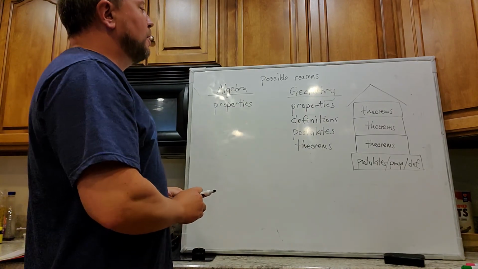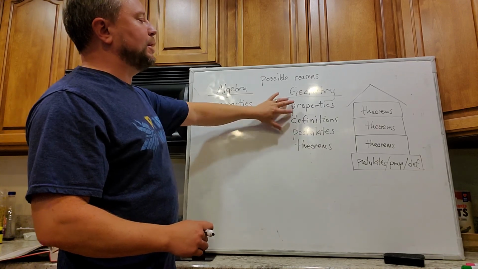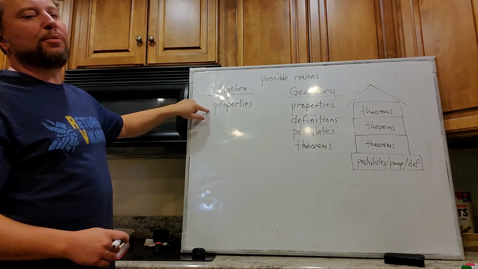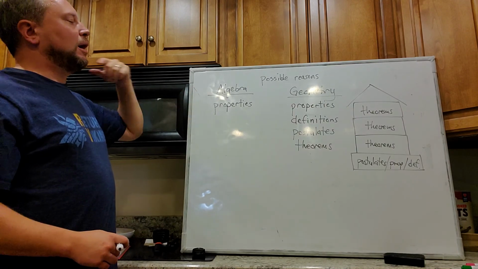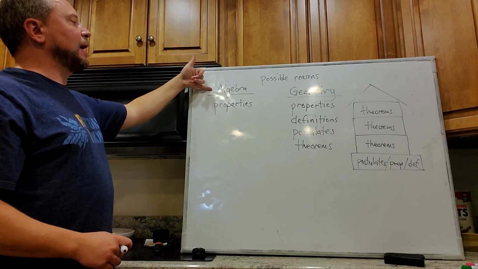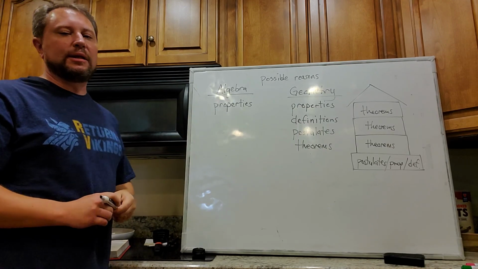Okay, so the geometric proofs are going to be harder because they have a lot more reasons than just the properties that we covered. But for tonight's homework, I'm not going to give you anything harder than an algebra proof. So those properties are all you're going to have to worry about, at least for tonight.